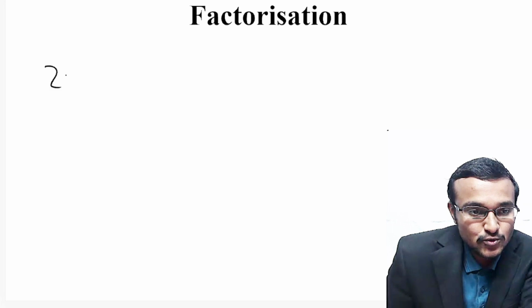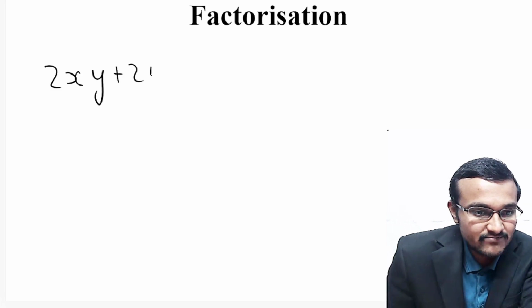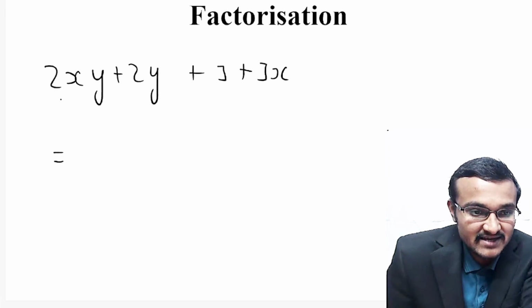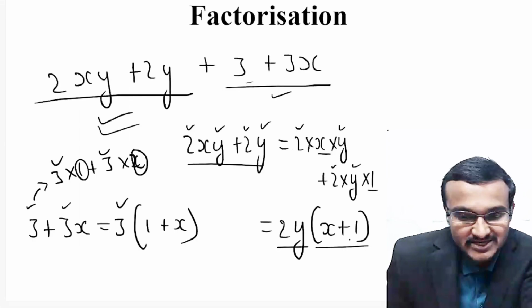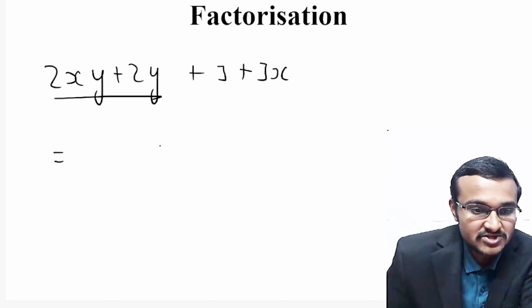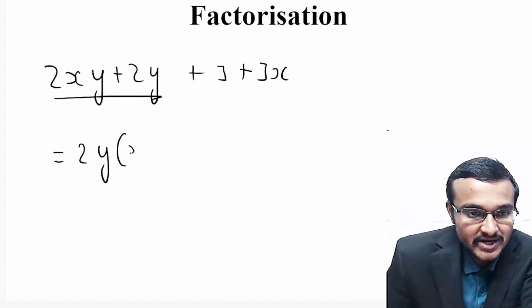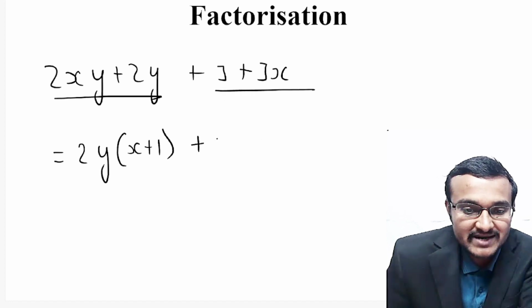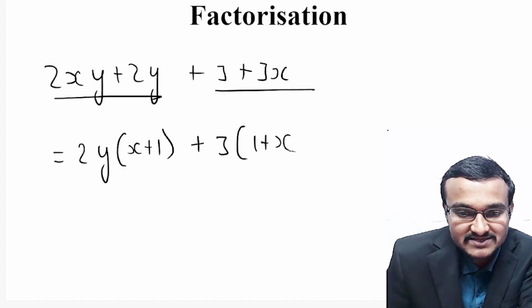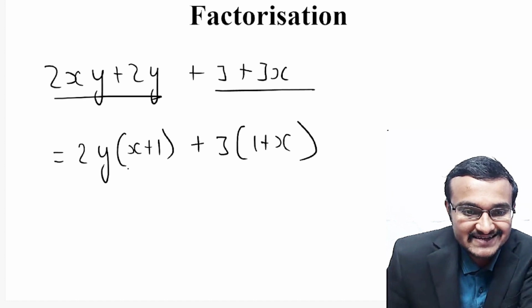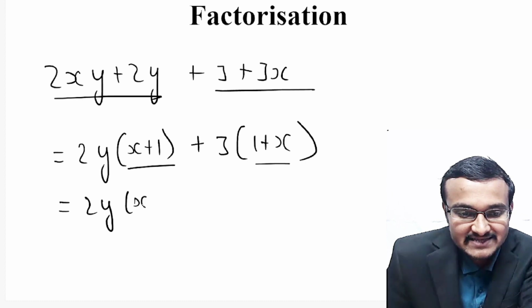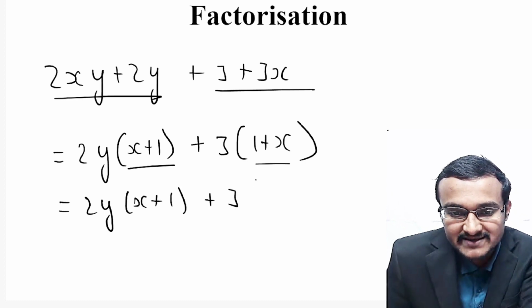So now 2xy plus 2y plus 3 plus 3x can be written as, here 2xy plus 2y was equal to 2y into x plus 1. So you can write here 2y into x plus 1, plus this 3 plus 3x you can write as 3 into 1 plus x. Now here you can see x plus 1 is there, here 1 plus x is there, or I can write this 1 plus x also as x plus 1.